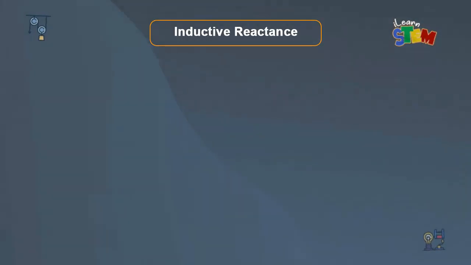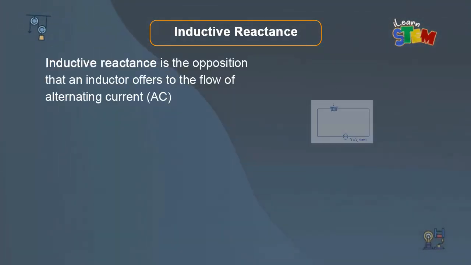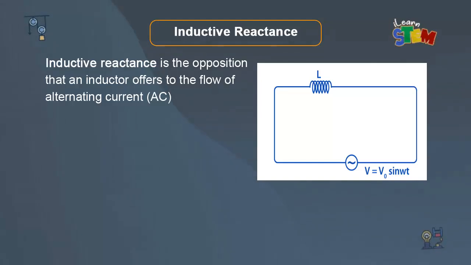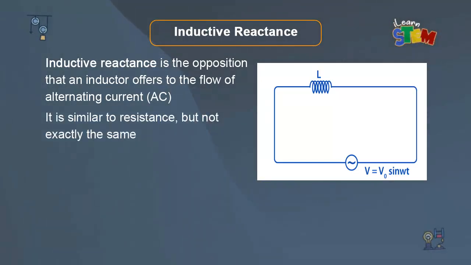Let's talk about inductive reactance. An inductive reactance is the opposition that an inductor offers to the flow of alternating current. It is similar to resistance, but not exactly the same. Here's why.